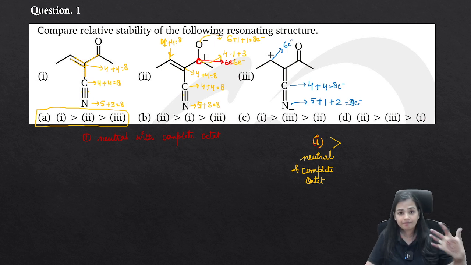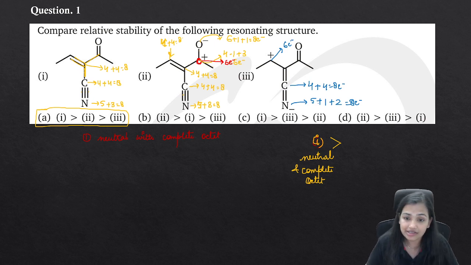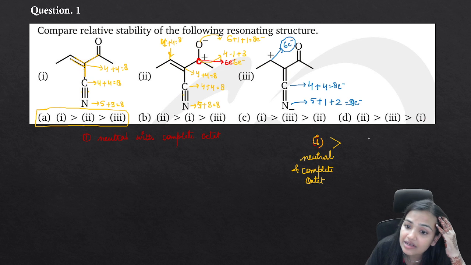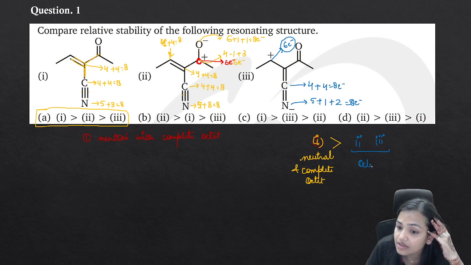Okay, so we know that the carbocations are the 6 electron species. So this is again a 6 electron center. Here also we do have a 6 electron. So it's very clear that out of the second and the third, their octet is incomplete. Octet incomplete. Okay, now we can move on to the second point.